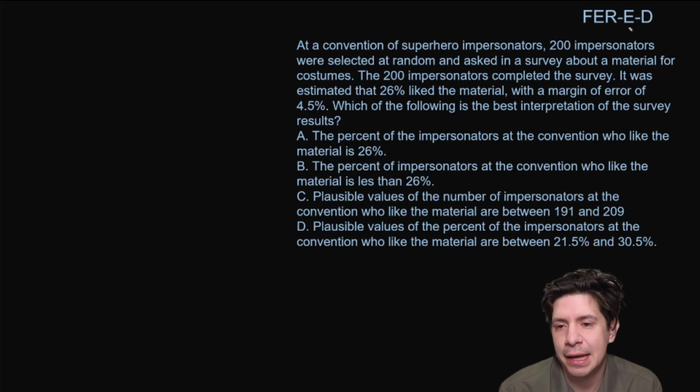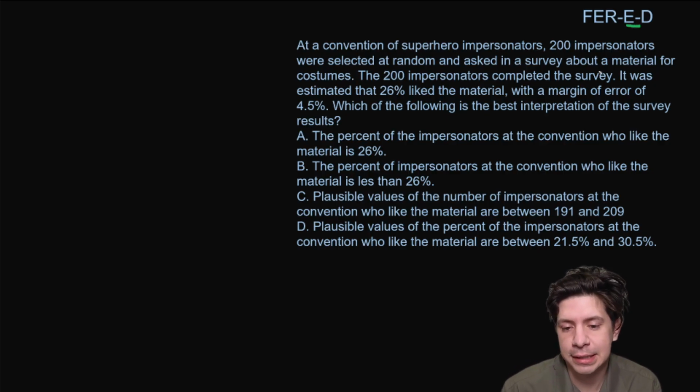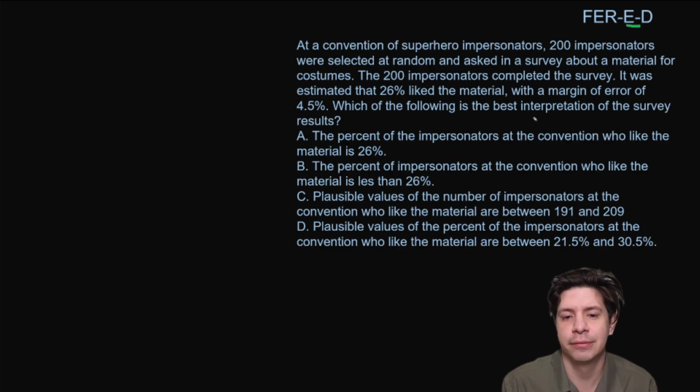And now we have still easy category D, which is about making an inference when margin of error is given as a percent. So at a convention of superhero impersonators, 200 impersonators were selected at random and asked in a survey about a material for costumes. The 200 impersonators completed the survey. It was estimated that 20% liked the material with a margin of error of 4.5%. Which of the following is the best interpretation of the survey results?